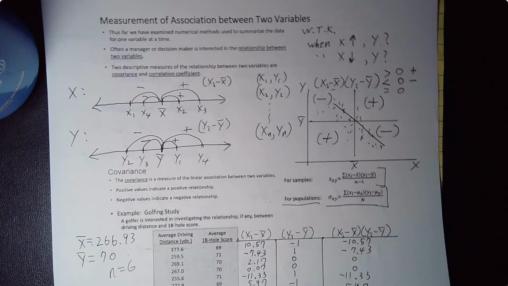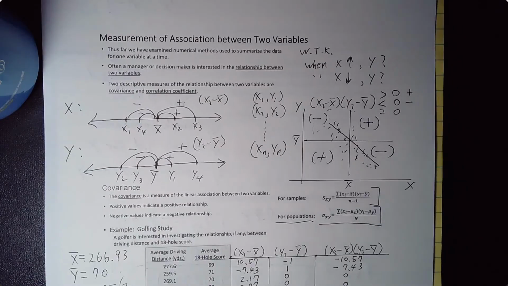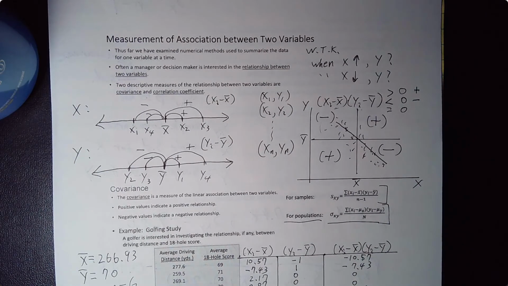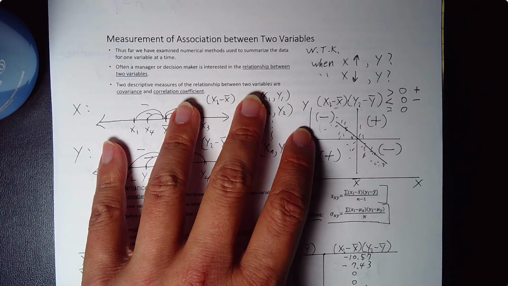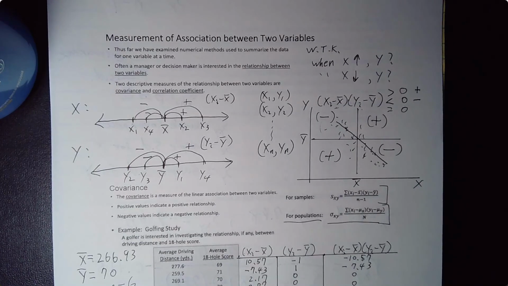Okay, that is all for measurements, or that is all for handout 3.3 and associations between two variables. Like I said, we will revisit a lot of these things in chapter 14 when we talk about regression analysis.